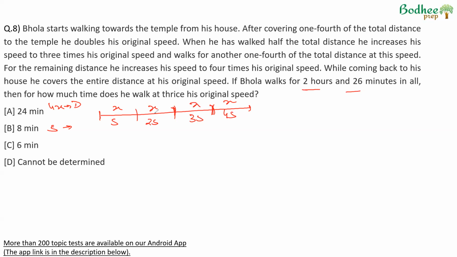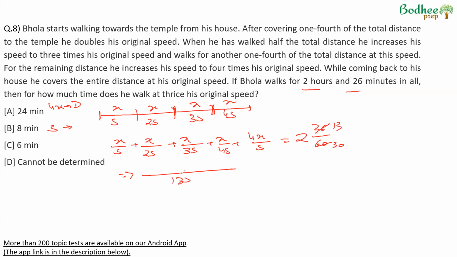Now, the total time taken for this entire journey will be the first x kilometers at s kilometers per hour, next x is at 2s, next x at 3s, the next x at 4s, and then the return journey of 4x kilometers at the original speed s. This takes 2 hours 26 minutes. So 2 hours 26 by 60, which is 73 by 30. This is the time taken. We take the LCM 12s. So 12x plus 6x plus 4x plus 3x plus 48x is equal to 73 by 30.